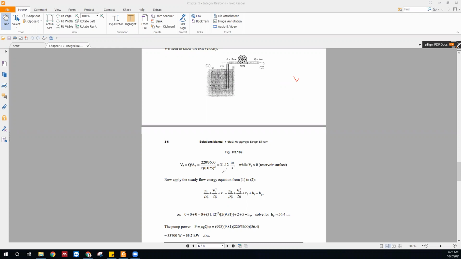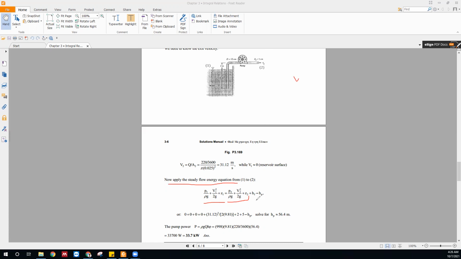Now if we apply the steady flow energy equation at point 1 and point 2, at position 1 you will have the pressure term P1 by rho g, plus the kinetic energy V1 square by 2g, plus the positional energy Z1, equals, at position 2, the same parameters: P2 by rho g plus V2 square by 2g plus Z2.